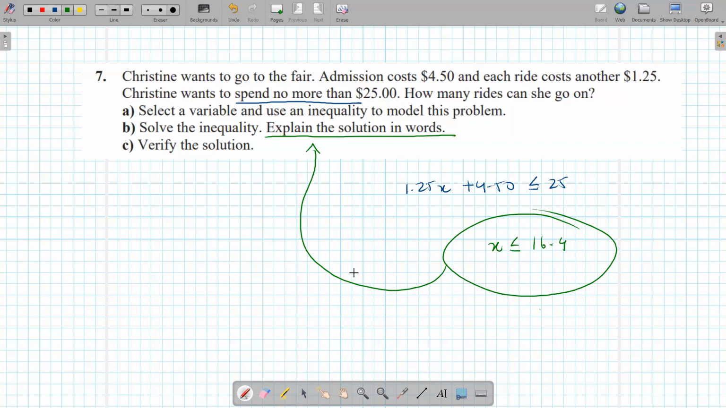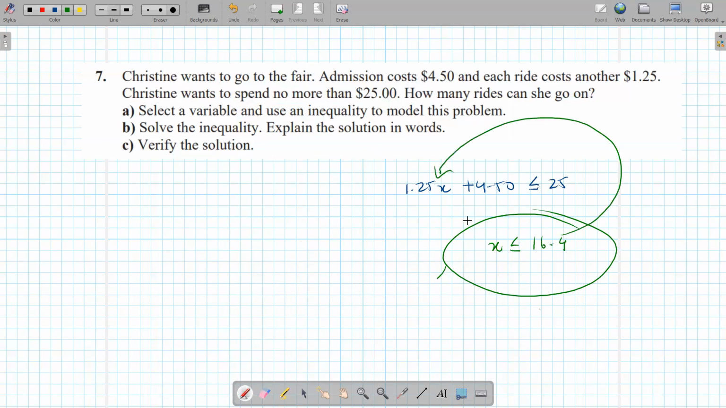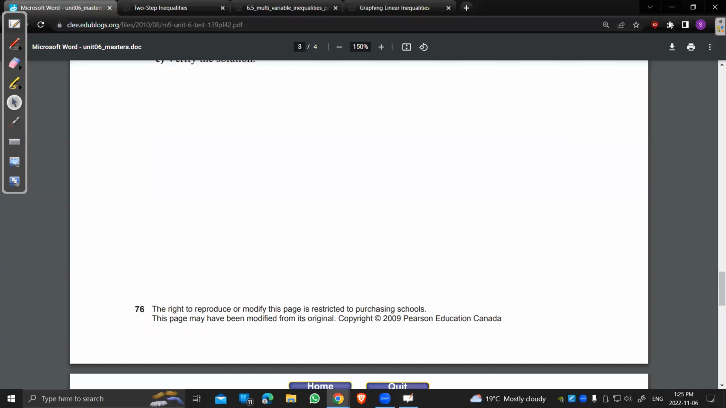She can go on 16 rides. She can at most 16. Okay. So the max number that she could possibly go on is 16. Verify the solution just means you put this answer back into your main equation and see if it works out. 1.25 times 16.4 plus 4.5, voila, it's 25, so it's verified. Not that tricky.